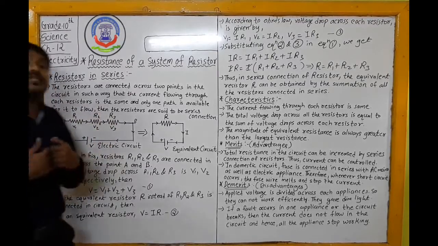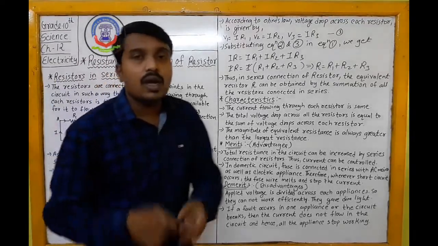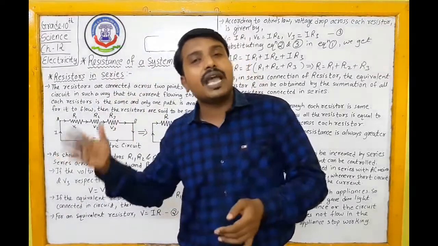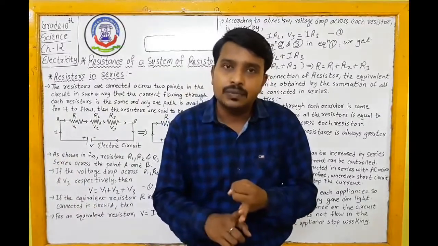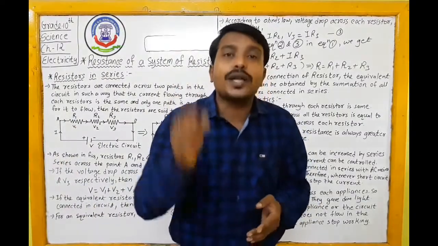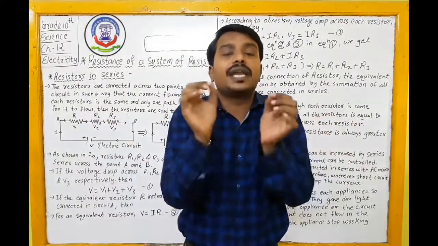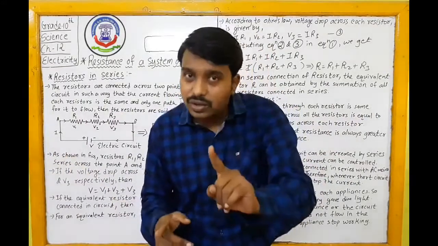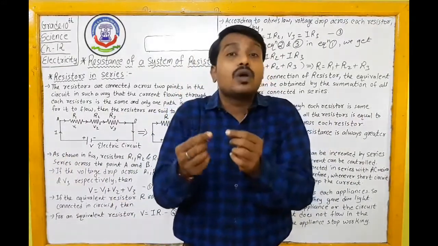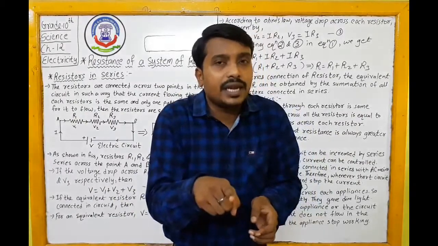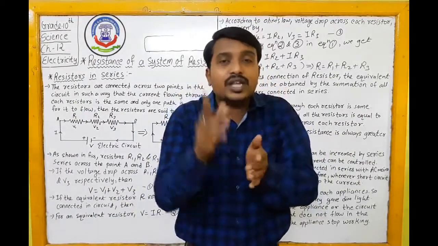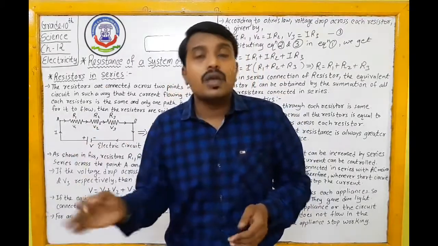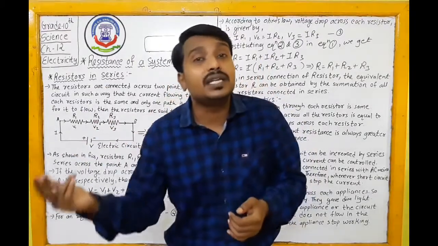So during the series connection, dear student, first of all your current is going to be the same through each and every resistor, but your voltage is going to be divided. ठीक है, सीरीज कनेक्शन में करंट इक्वली फ्लो करता है, डिवाइड नहीं होता, लेकिन वोल्टेज जो है वो डिवाइड हो जाता है. ठीक है, ये याद रखना है. In series connection, current is not divided, it remains the same, whereas voltage gets divided.